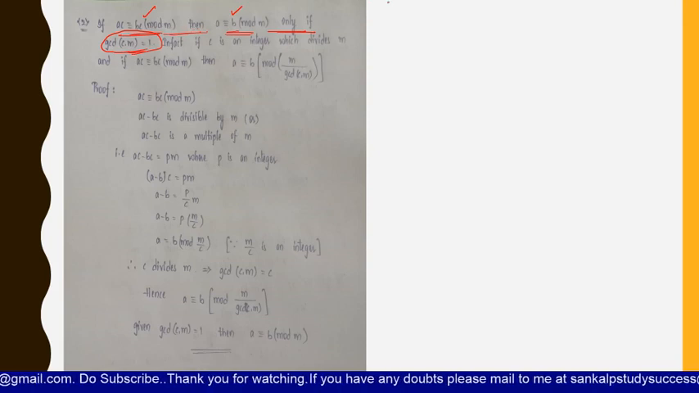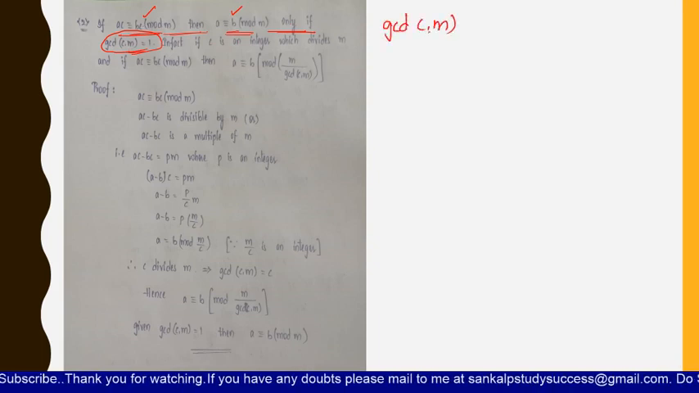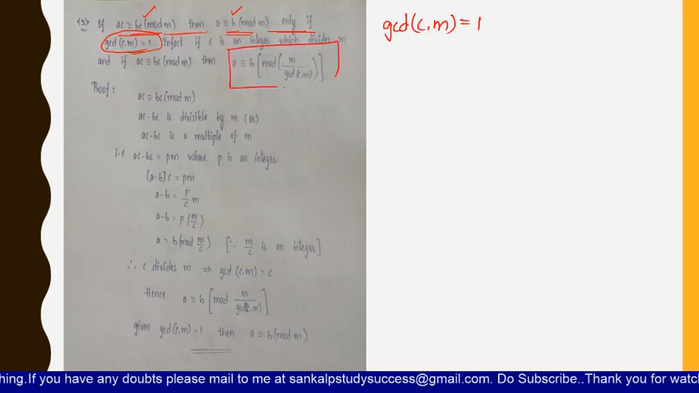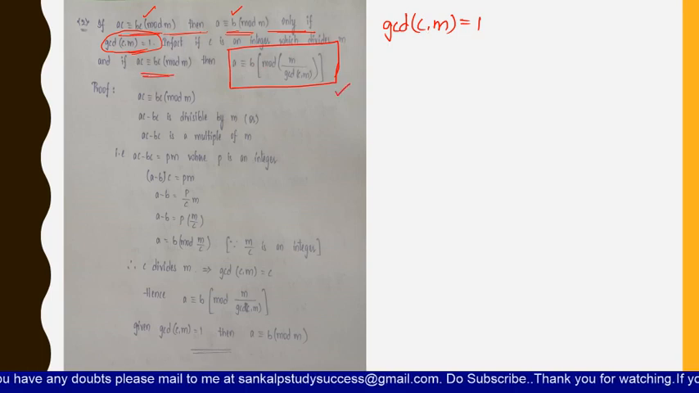So, here, what is C here? Then GCD of C comma M is 1. Let us write here GCD of C comma M is equal to 1. Here, C is nothing but an integer and it is dividing M. That means GCD of C comma M is equal to 1. So, we need to prove this equation. If this is true, then we have to prove this equation.